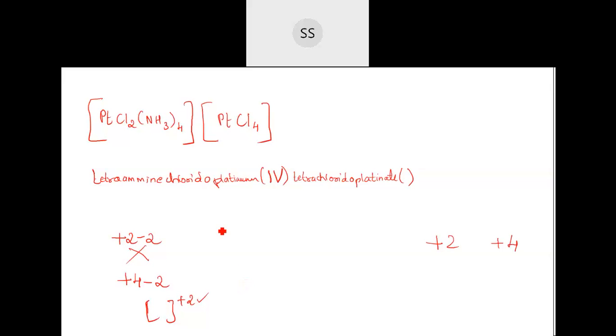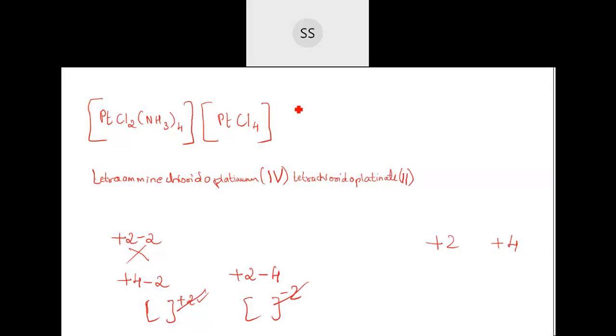Okay, so if I take +2 for this platinum, and then chlorine is -1, so into 4 that is -4. So +2 and -4 altogether will become -2. Only then they will get cancelled out and will give you a neutral complex like this. So that means this has to be in +2 oxidation state. It is just checking out which will go correctly.